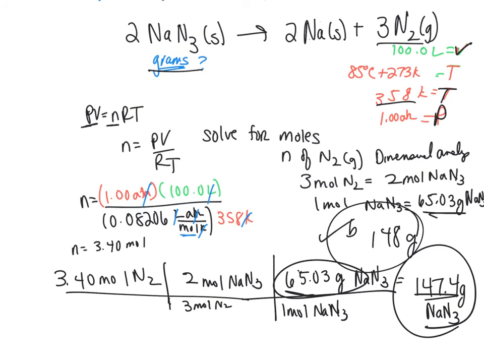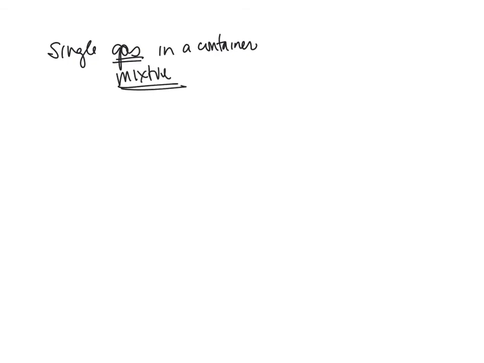So now we're going to go on to Dalton's partial pressures. So we've been talking about a single gas in a container. And now we're going to talk about a mixture of gas. So what if you have more than one gas? When you have a mixture of gases, they act independently. So you can just add them all up.